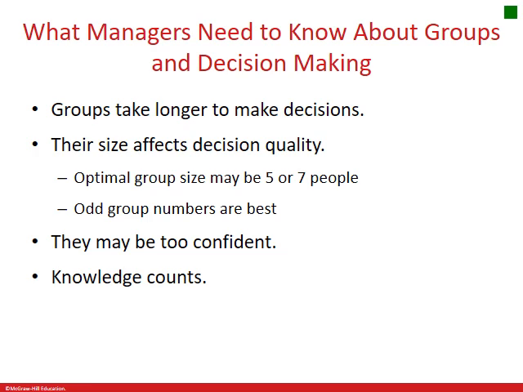If you are a manager deliberating whether to call a meeting for group input, here are some characteristics of groups that you should be aware of. Groups do take longer to make decisions. Their size also affects the quality of those decisions. The optimal group size may be 5 or 7 people, and odd group numbers are the best. This is because it also helps break ties in decision making. Groups may be too confident, and remember the knowledge of the people that make up the group counts and is very important.